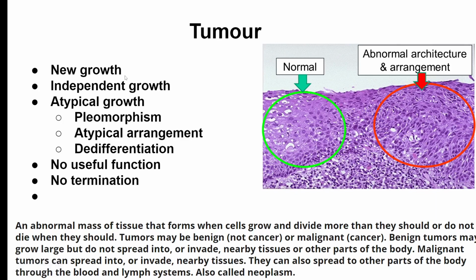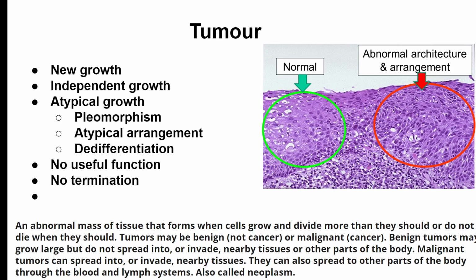Now, that's exactly what we mean by independent growth. Then tumors may be benign or malignant, and benign tumors may grow large but do not spread into or invade nearby tissues or other parts of the body. Malignant tumors can spread into or invade nearby tissues. They can also spread to other parts of the body through the blood system, and they are also called neoplasm. Now, this is what the Universal Webster Dictionary defines as the tumor. It's not a technical definition. The technical definition is the first one which I have mentioned.